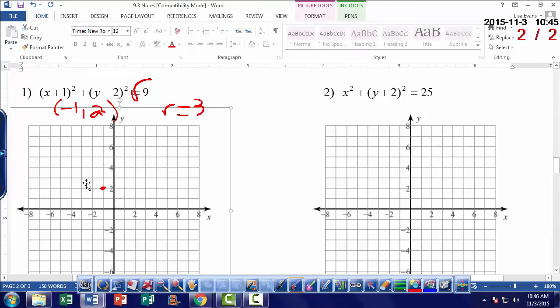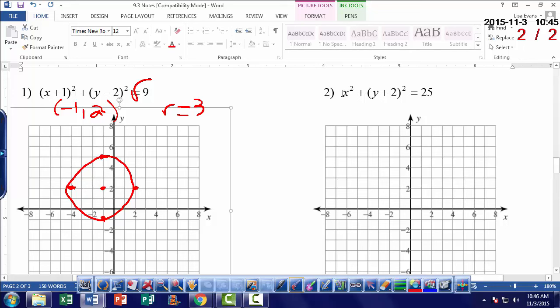So what I'm going to do is I'm going to count 3 units up, down, left, and right, and then I'm going to draw my circle. So 1, 2, 3, 1, 2, 3, 1, 2, 3, 1, 2, 3. And then I'm going to go ahead and draw my circle.